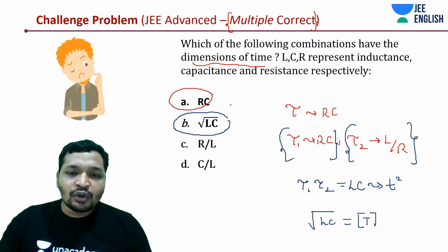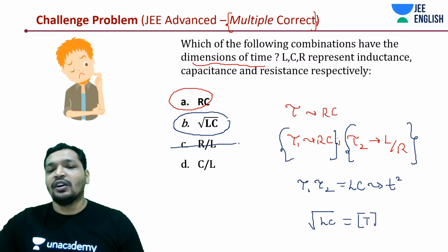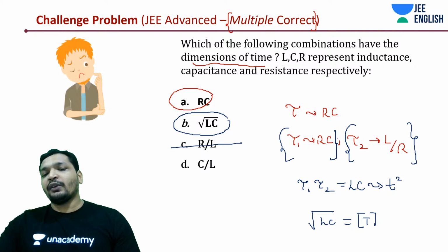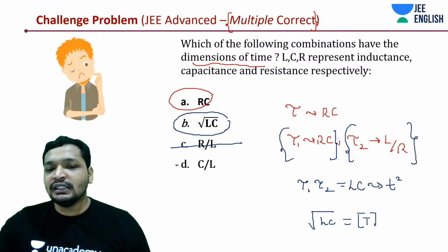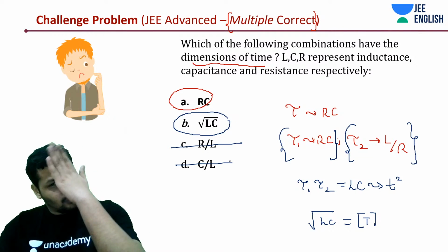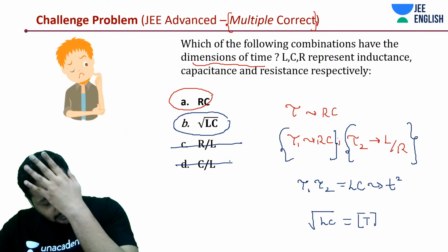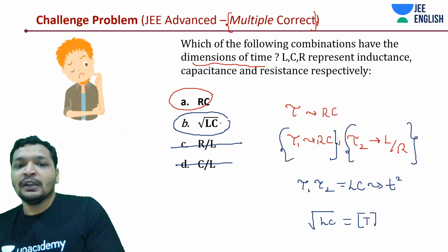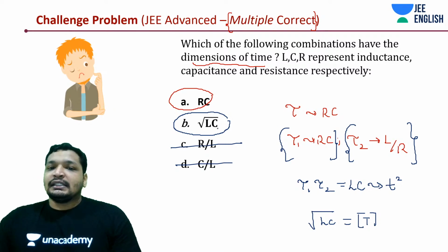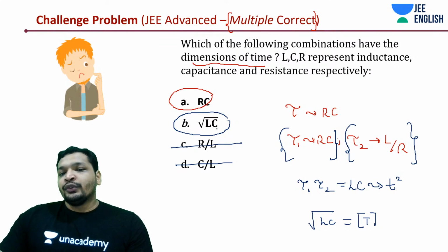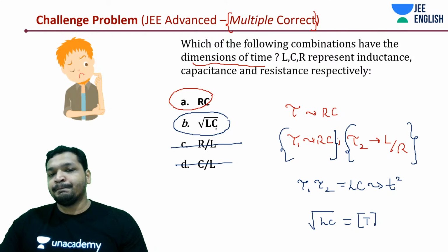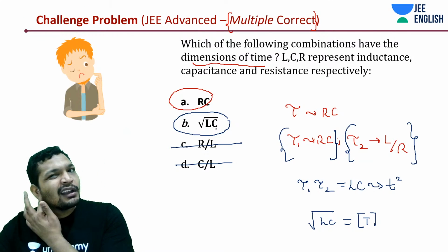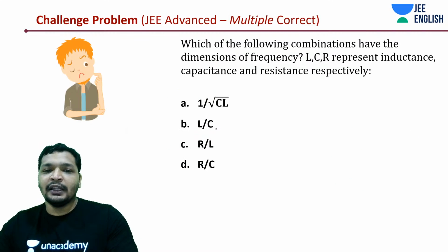One important thing that you have to remember is 1 by under root LC is nothing but frequency. Okay, 1 by under root LC is nothing but frequency. This is wrong. Okay, this is frequency, right? And L by C, this is also wrong. I'm not even ready to think about it. So yes, if you understand that, you pretty much understood everything, at least in this problem.